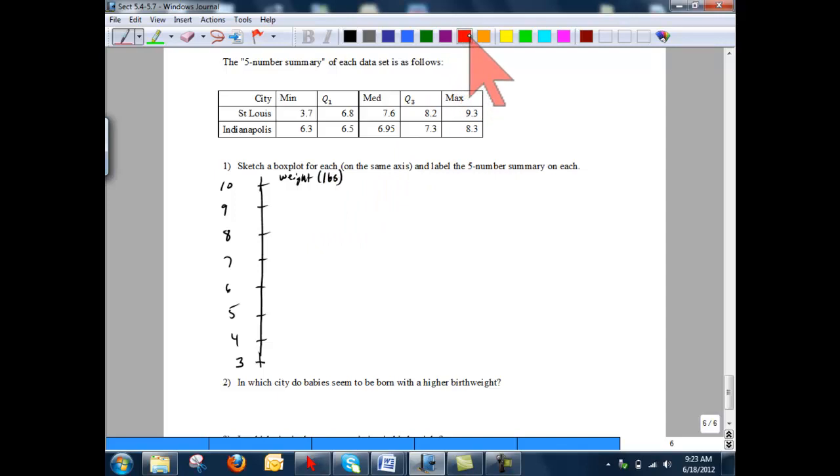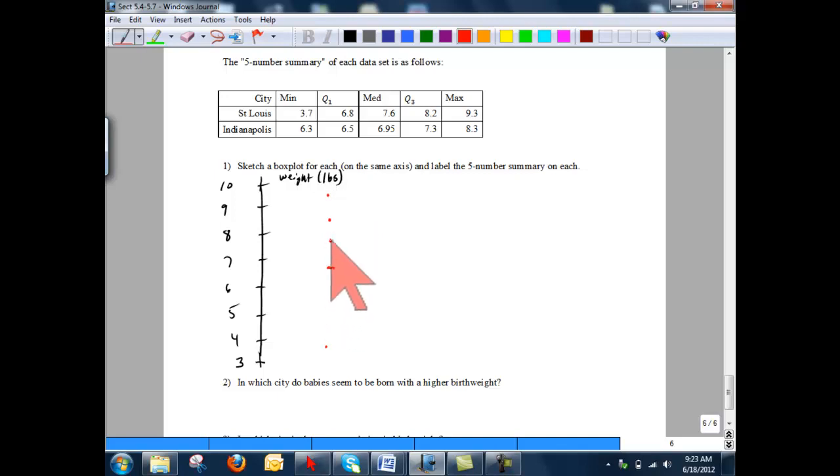Okay, now let's draw a box plot for the St. Louis data. All I need is the 5-number summary for the St. Louis data. Just go ahead and put small dots at these values all in a vertical line. So 3.7 and 6.8 right above it, and 7.6, 8.2, and 9.3.